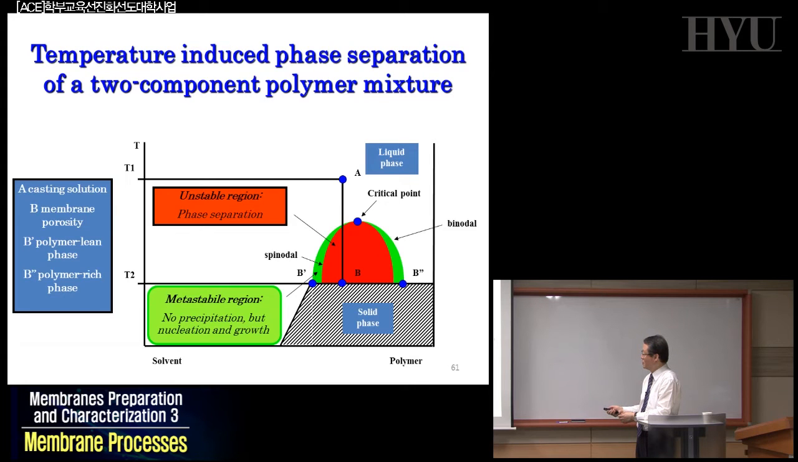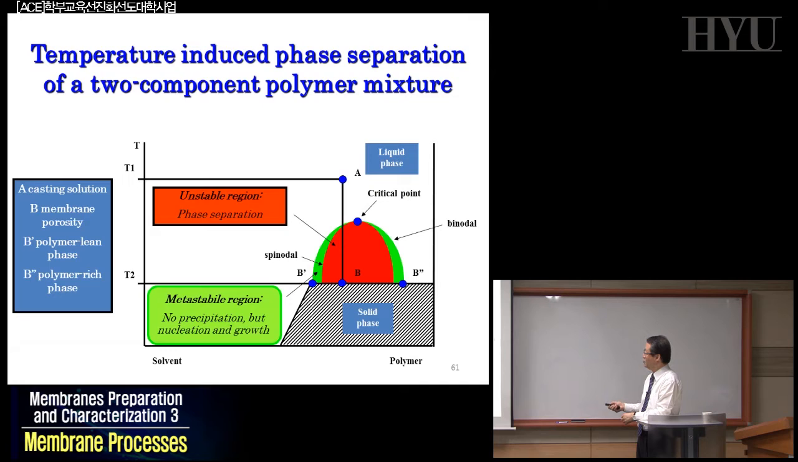These are imaginary points, where the B prime and B double prime will be the actual points for your polymer lean phase and polymer rich phase. So the polymer rich phase will be the membrane that you are looking at, the polymer positions, whereas the B prime will be the position where your pore will be forming.